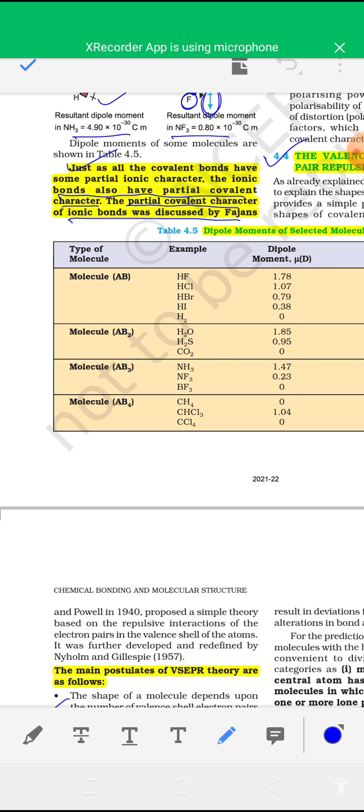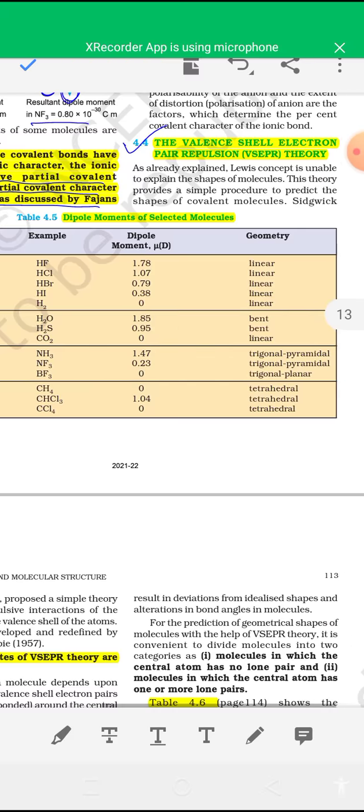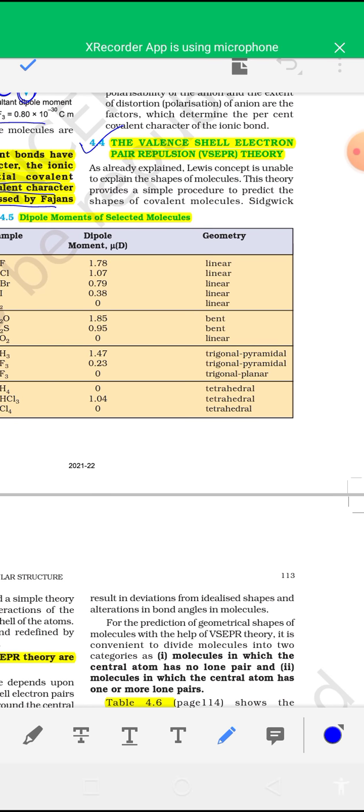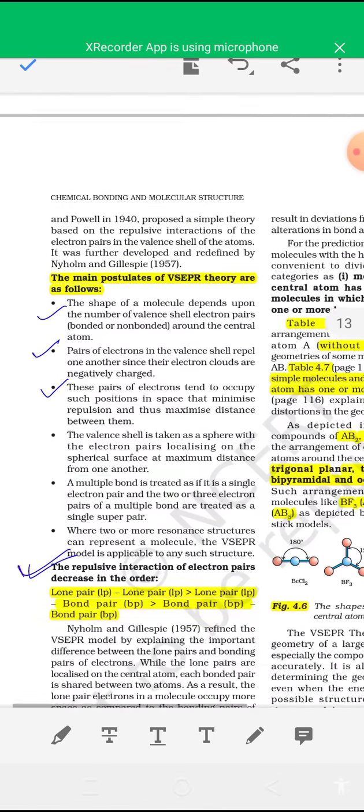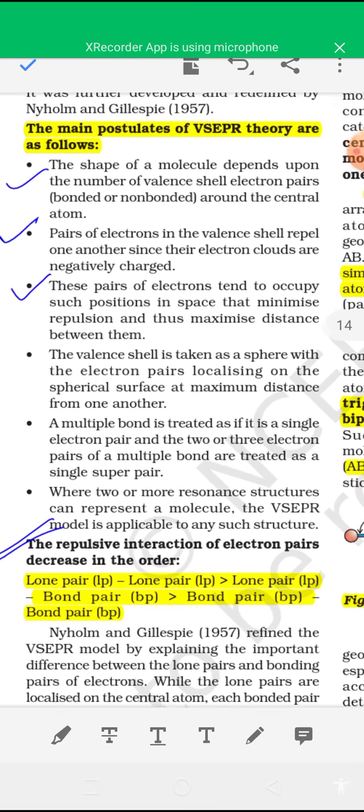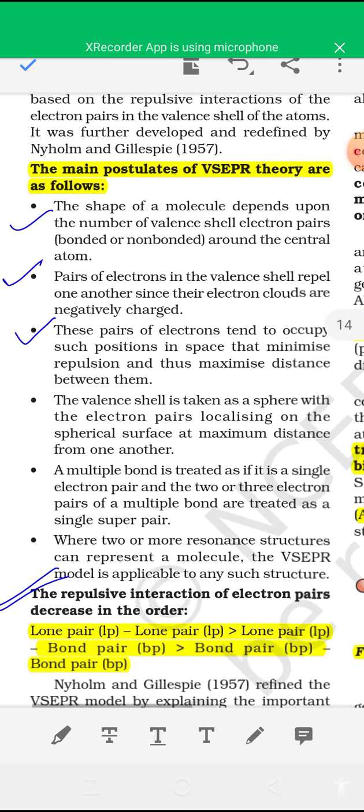Here, the dipole moments of some chemical compounds are given in this table, and their shapes are also given. So you have to read this table. And now see the main postulates of valence shell electron pair repulsion theory, the VSEPR theory.